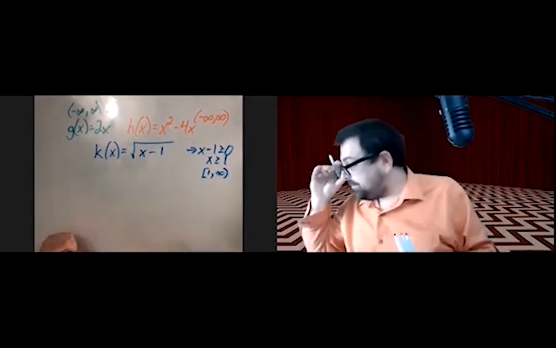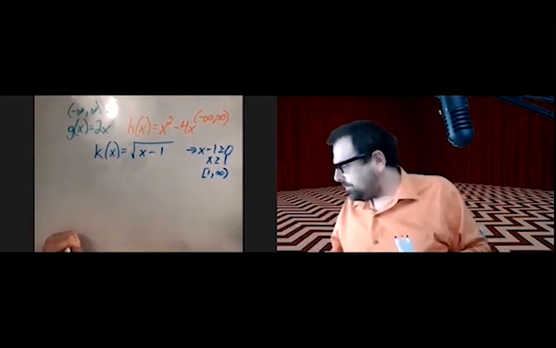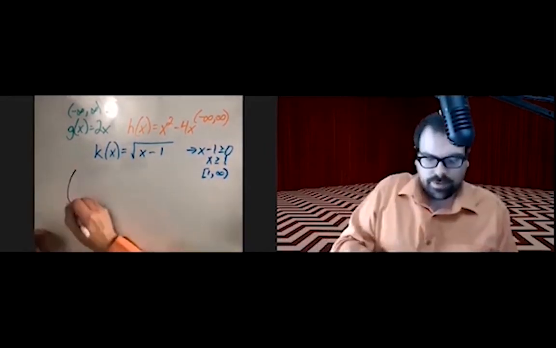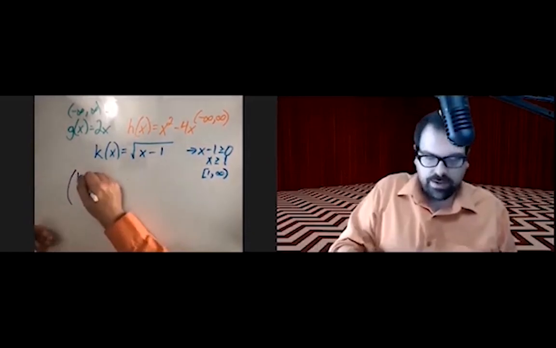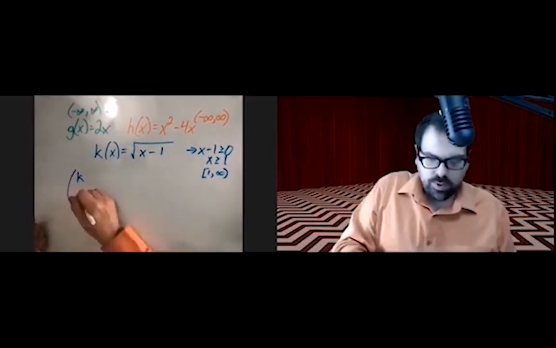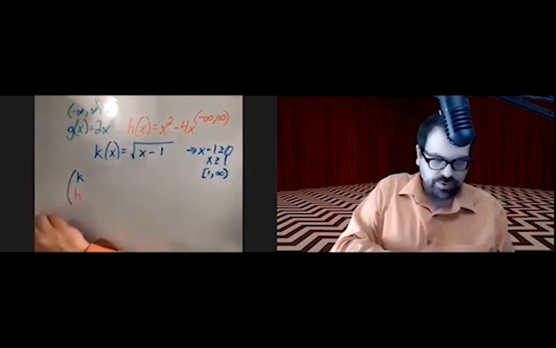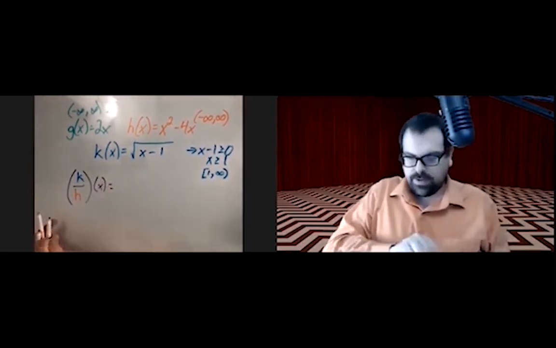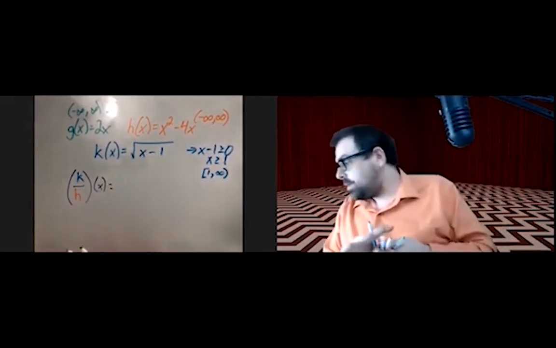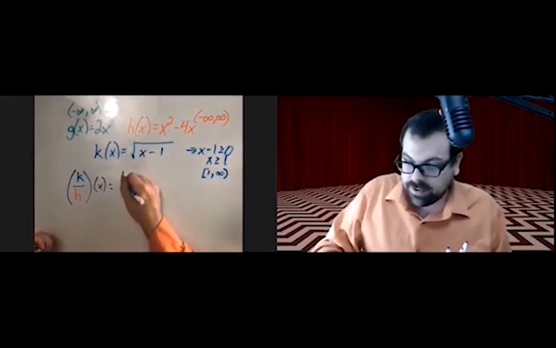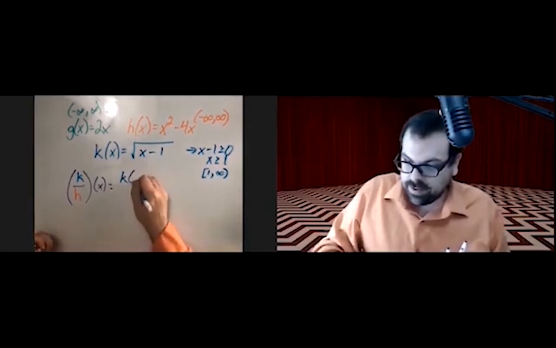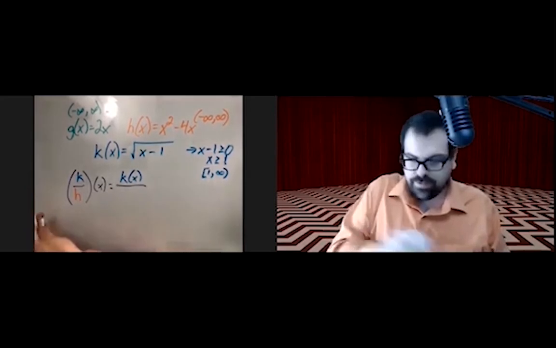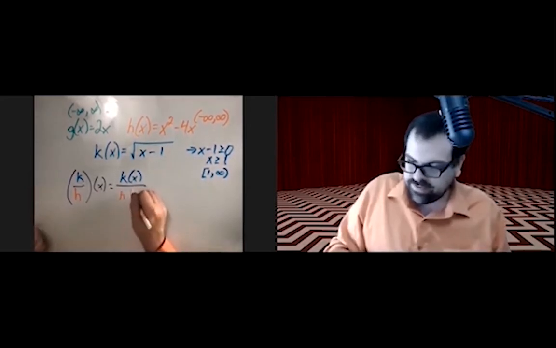Next one we're going to look at. Let's do k over h of x. That's going to be k of x over h of x.